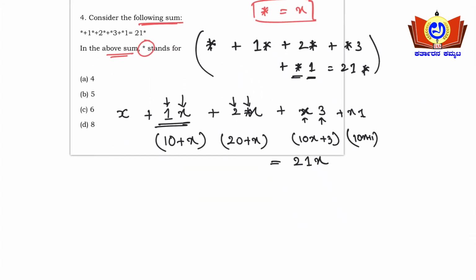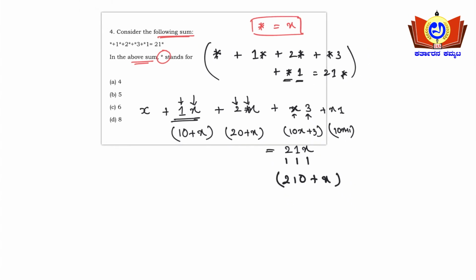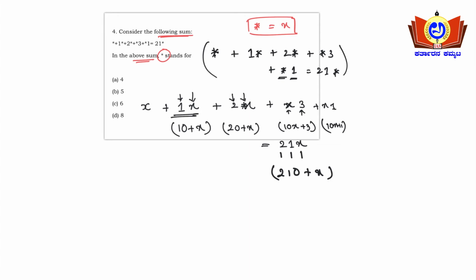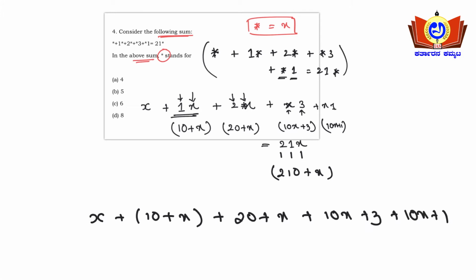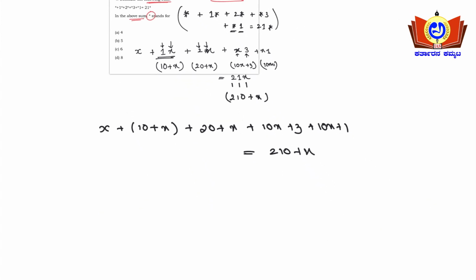Okay, 21 and x here. Okay, see here, x is in the units place, 1 is in the tens place and 2 is in the hundreds place. Okay, so 210 plus x, it can be written like this here, 210 plus x here. Okay, so I'll be rewriting this here. See here, x plus 10 plus x plus 20 plus x plus 10x plus 3 plus 10x plus 1 shall be equal to 210 plus x here. Okay, so this is the equation I got here.